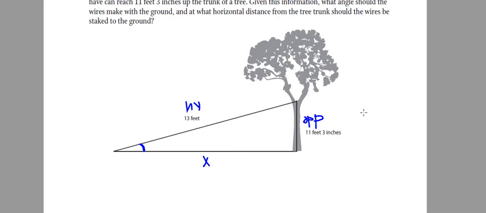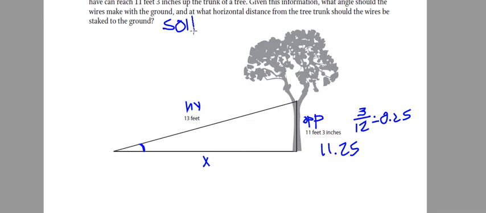So we know that there are 12 inches in a foot. So 3 over 12 is a quarter. So this is actually 11.25. Okay, so at this point, we now have enough information to find the value of this angle because we have two side lengths. So I'm given the opposite and the hypotenuse.